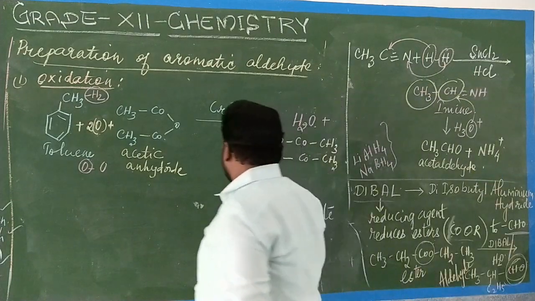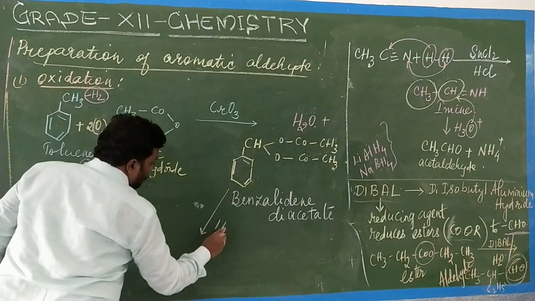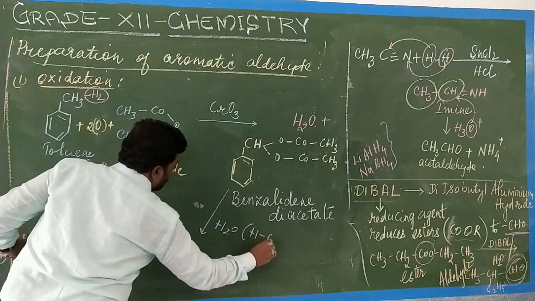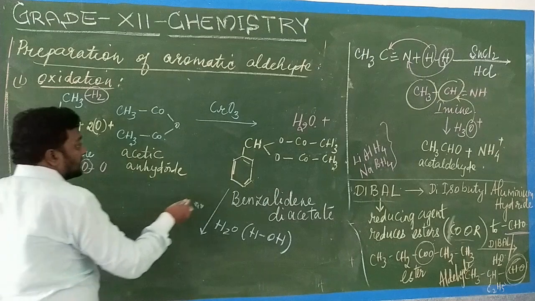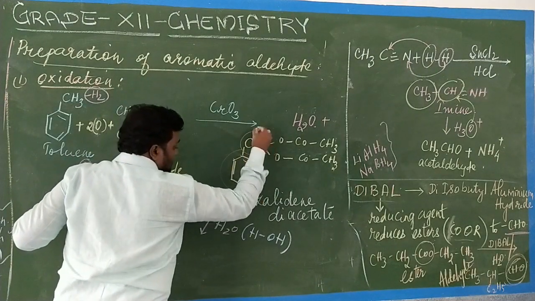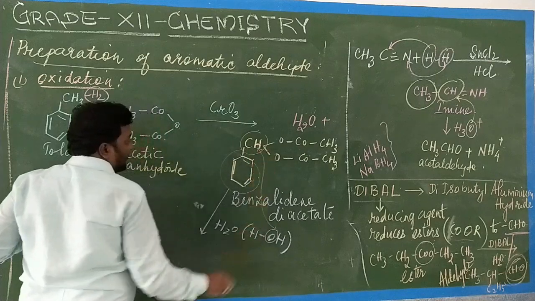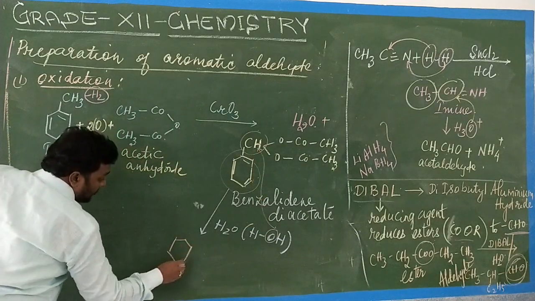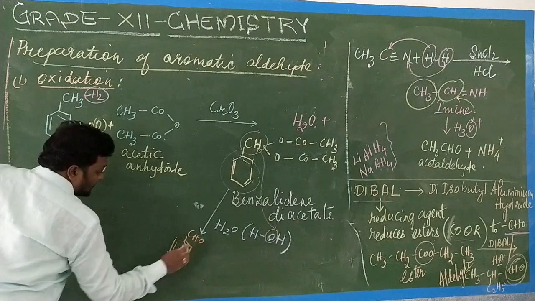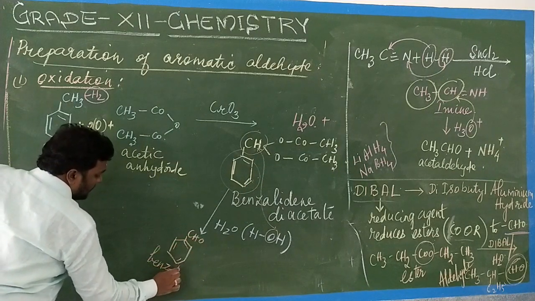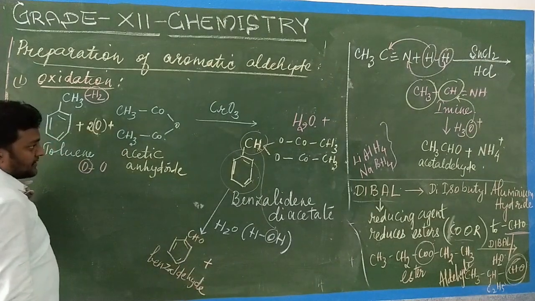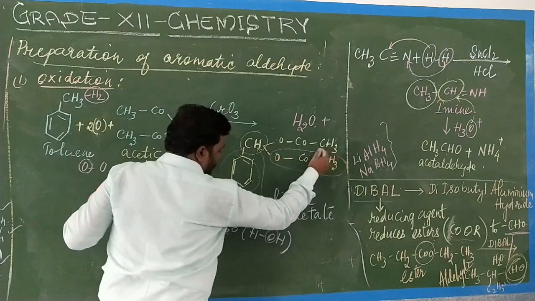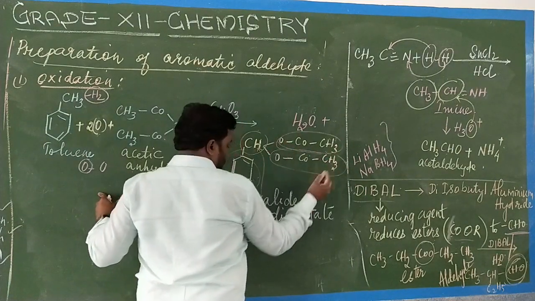Now this benzalidine diacetate so formed has to be treated with water, which is split as H and OH. I have split it like this. What do I want? I have to prepare aromatic aldehydes. So the aromatic aldehyde needs this benzene ring, then this CH, and then this O goes and combines. So the product is benzene ring with CHO. This is benzaldehyde, which is getting formed. Benzaldehyde plus CH3COOH, and another CH3COOH.